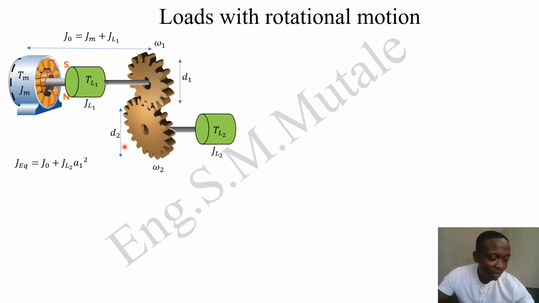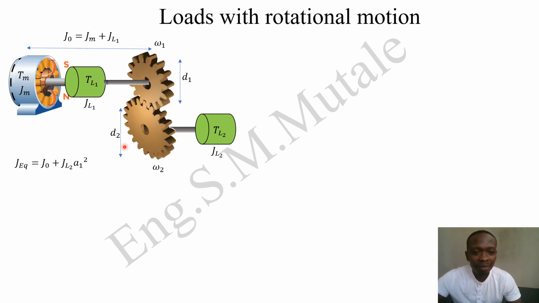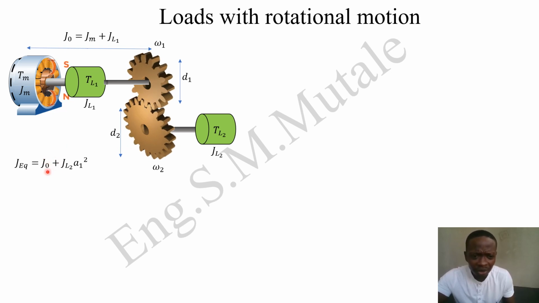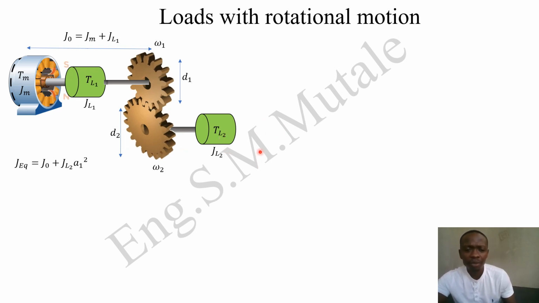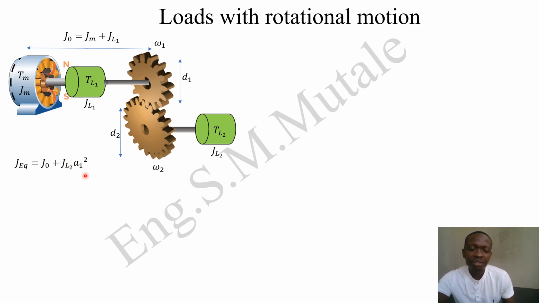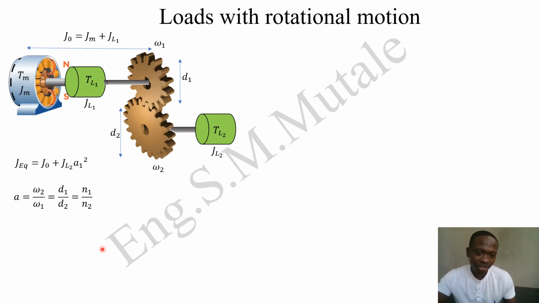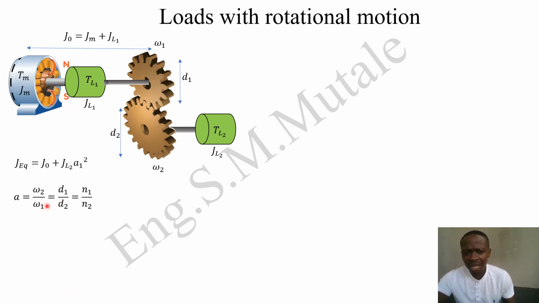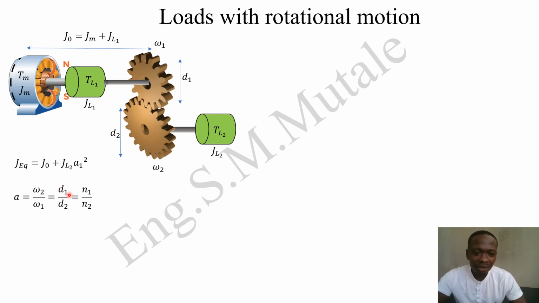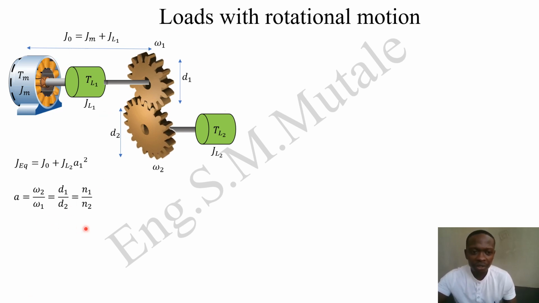The equivalent moment of inertia for the whole system is now given by the initial moment of inertia plus the moment of inertia of the loads there. If you had another gear and some loads connected, you would just add the moment of inertia for that load times the turns ratio on that gear, squared, of course, where A is the turns ratio. It's given by the ratio of the velocities, omega 2 over omega 1, or by the diameters. So you can either use the velocities you've been given, or if you don't have these, you can use the diameters or the number of teeth for the gears. That will be our gear ratio.